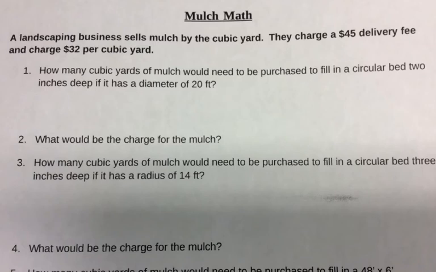All right, for mulch math, we're calculating how much it costs per cubic yard. Actually, that's already given to us. It's $32 per cubic yard, and it's a $45 delivery fee. So that's to get to your house. And on number one, we want to know how many cubic yards we need to fill the circular bed that's 2 inches deep and has a diameter of 20.